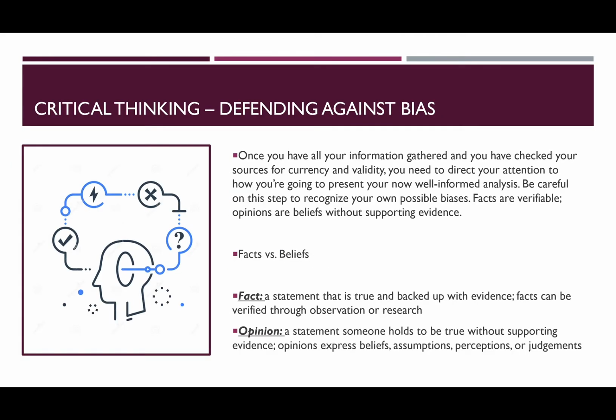So defending against bias, this is something that's super important. Once you have all of your information gathered together and you've checked your sources and the validity of your argument, now you need to look at how you're going to present your information. All right. This step, you really need to be careful. Again, and we're going to keep circling back to your own personal bias. You want to make sure that you try to eliminate that as much as possible. So you have to look at facts versus beliefs.